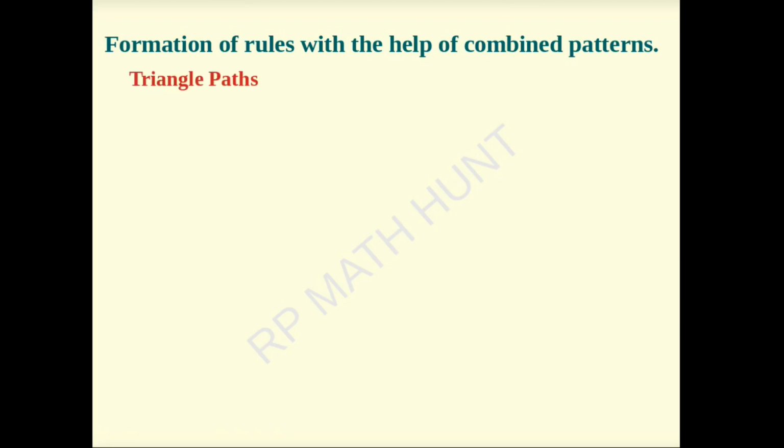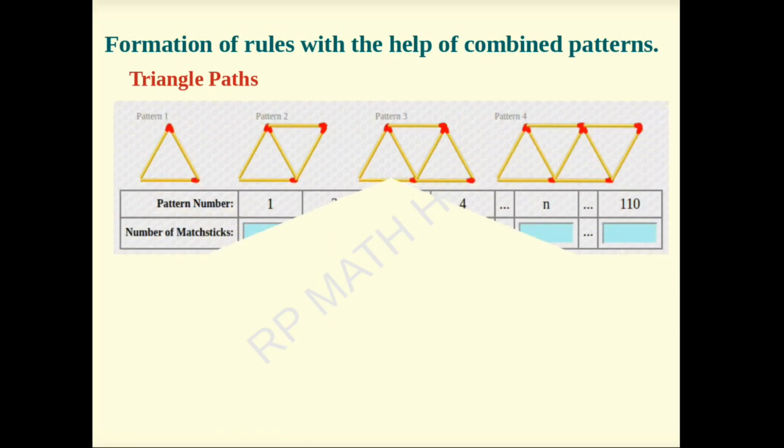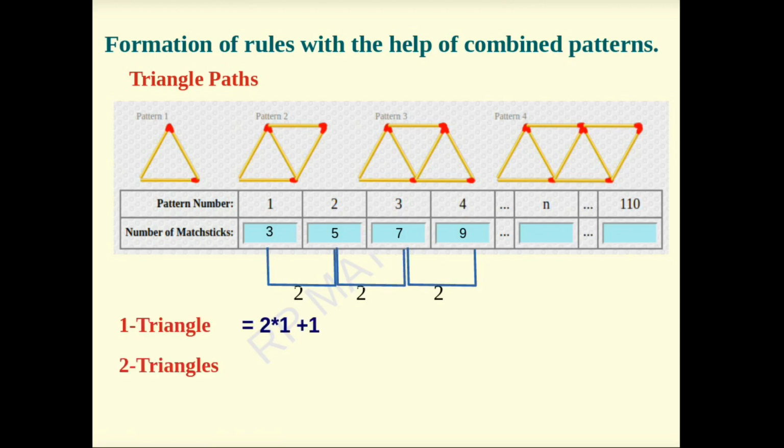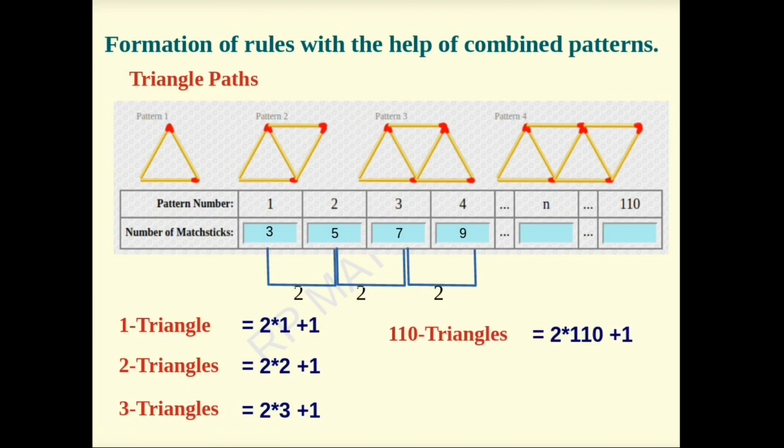My dear children, observe carefully on the screen. 1 triangle is formed with the help of 3 sticks, 2 triangles 5, 3 triangles 7, 4 triangles 9. Then observe the constant term is 2. For one triangle, 2 into 1 plus 1. 2 triangles, 2 into 2 plus 1. 3 triangles, 2 into 3 plus 1. For 110 triangles, 2 into 110 plus 1. For n triangles, 2 into n plus 1.